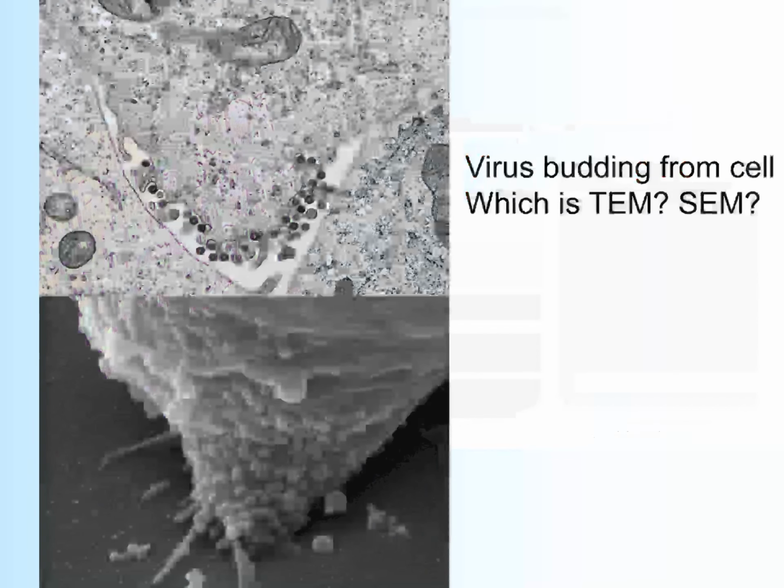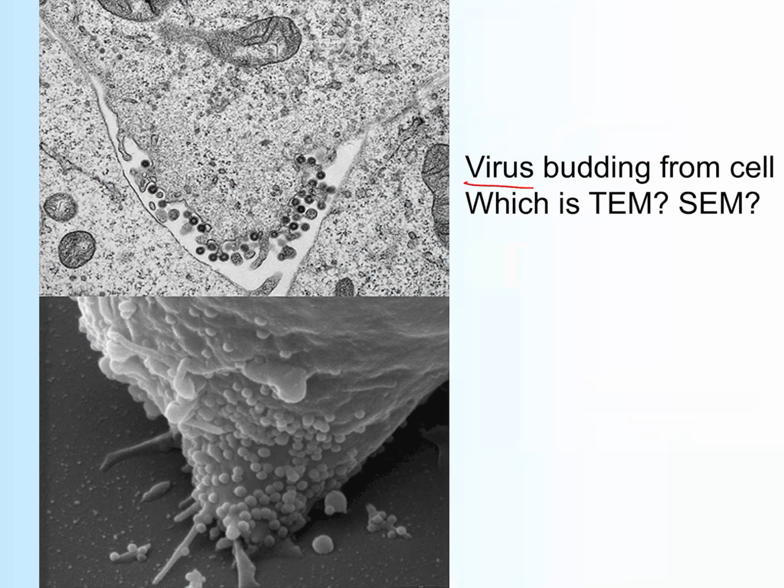If we take a look at another example, these are two images of the same object. This is viruses budding from a cell. Viruses like the coronavirus would be emerging from your cells. In this image, we can see the border of the cell and all these dark circles. Those are the viral particles. And in this one here, we have a three-dimensional image of the same thing. All of these little round units you see coming away from the cell, those are the viruses. Okay, so which one is TEM? Hopefully you identified the two-dimensional transmission electron microscope image and the three-dimensional scanning electron microscope image.